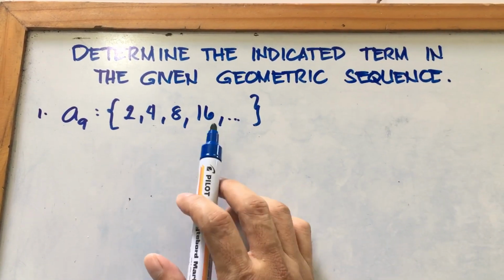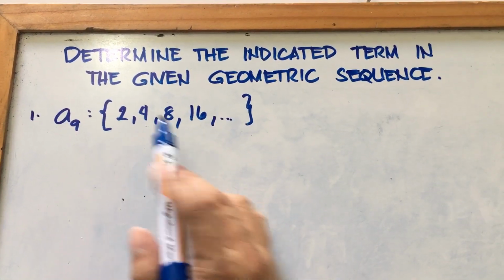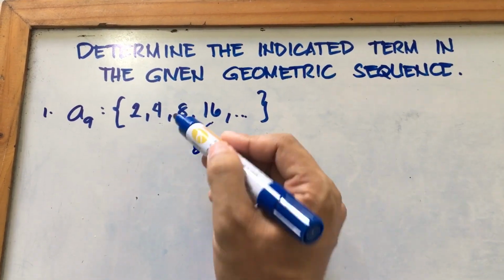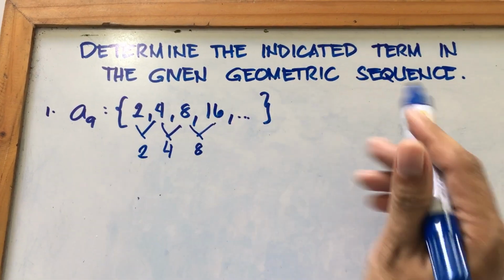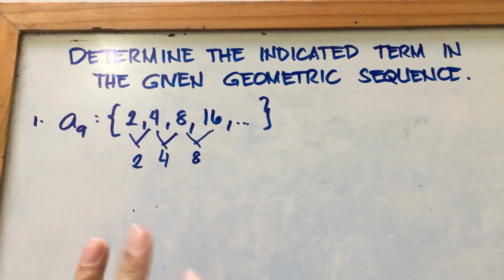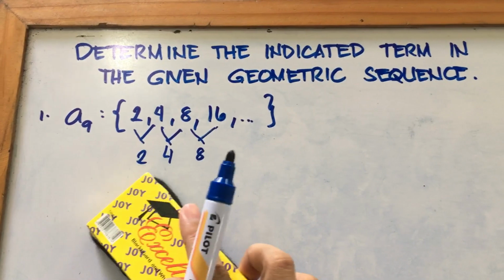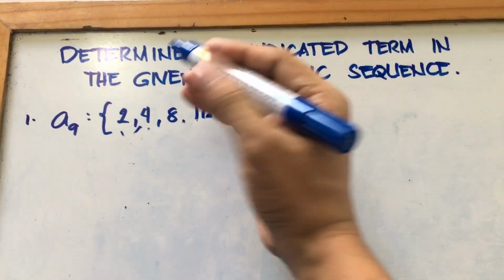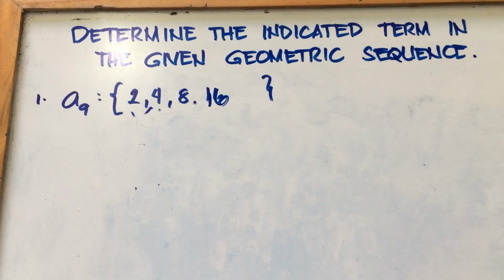To find the common difference, we simply subtract the numbers from the right going to the left. 16 minus 8, you will arrive at 8. Then 8 minus 4, you will arrive at 4. Then 4 minus 2, you will arrive at 2. So this sequence is not an arithmetic sequence, hence they don't have a common difference. 2, 4, and 8 are not common. Therefore, this sequence is actually a geometric sequence.